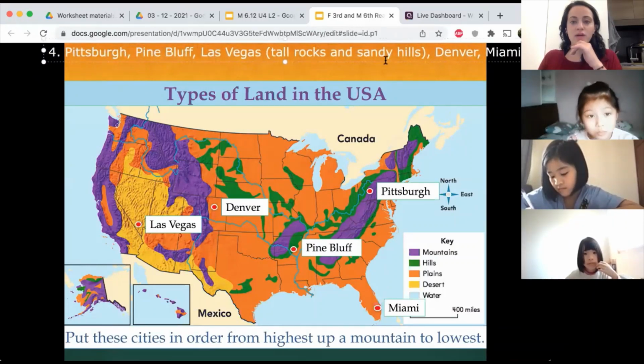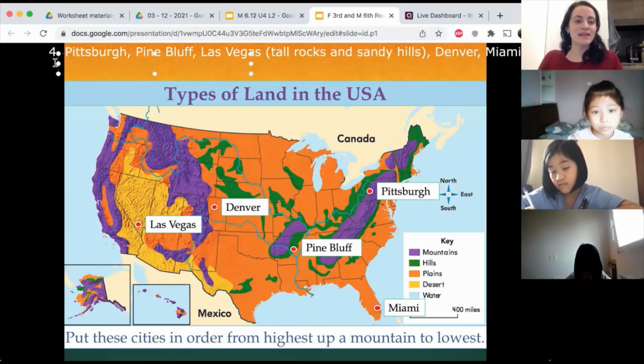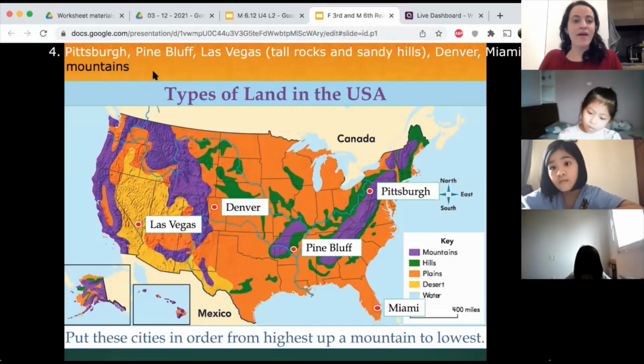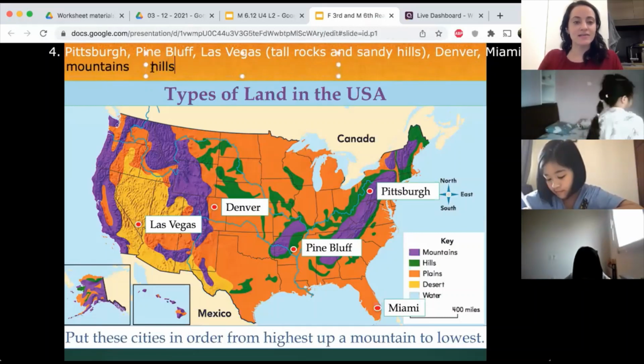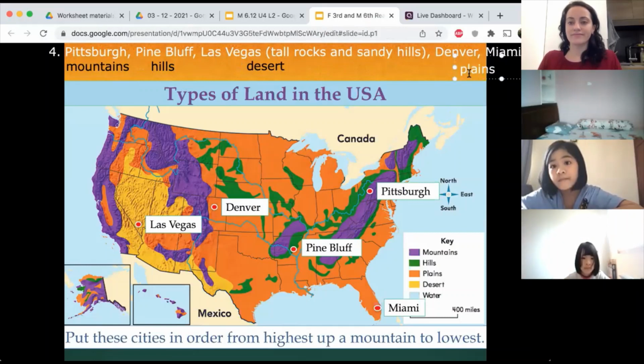So number 4, Pittsburgh is the tallest because it is mountains. Pine Bluff is second, it's the hills. Las Vegas is third, the desert. Denver and Miami are both plains, so you could do that one in whatever order you want. Denver, Miami, they're the same.